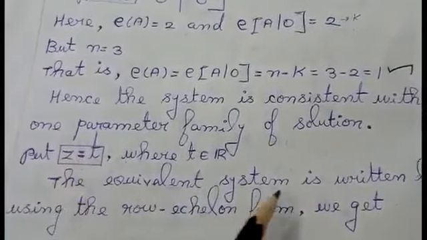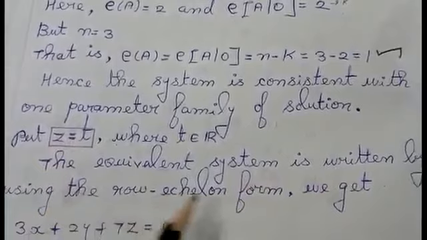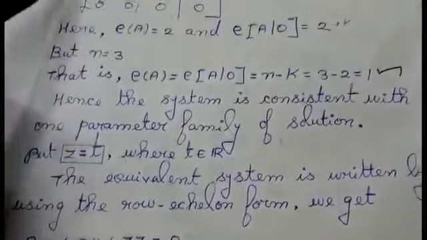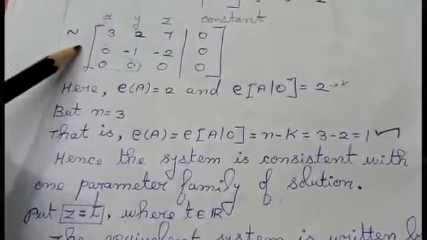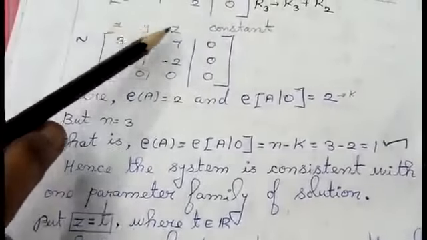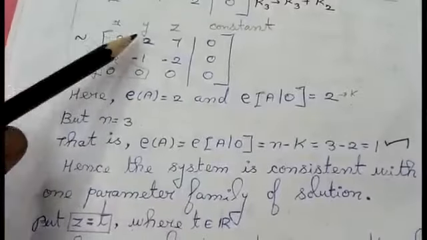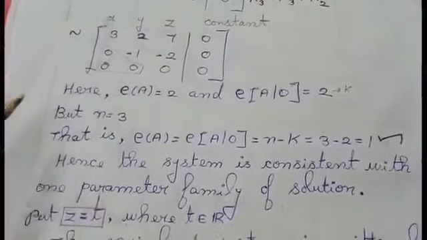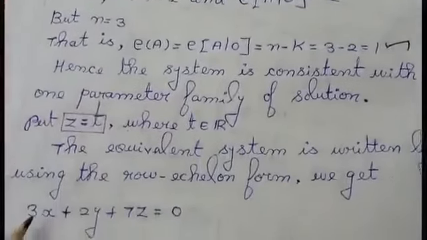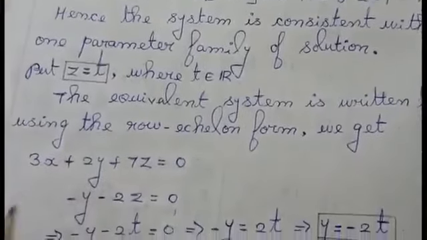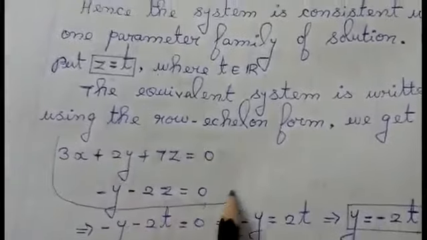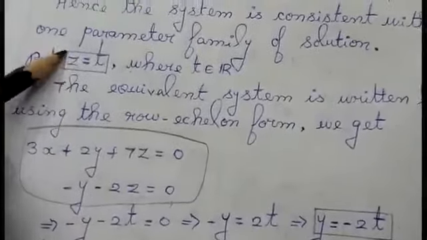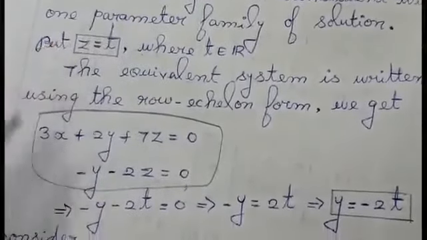Now the equivalent system is written by using the row echelon form. From the last matrix, I'm going to frame the equations, that is x, y, z and the constants, for example 3x plus 2y plus 7z equal to 0. In such a way I'm framing the equations. I'll be getting two equations here. First I replace z equal to t. Now I am going to replace y.